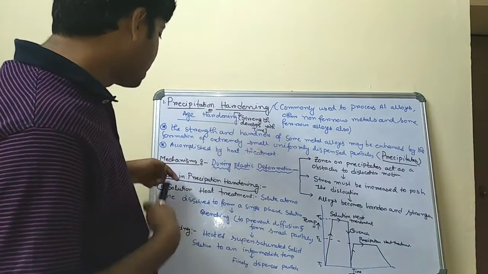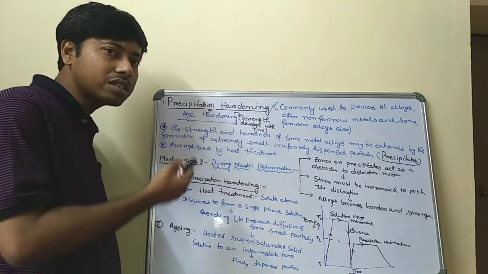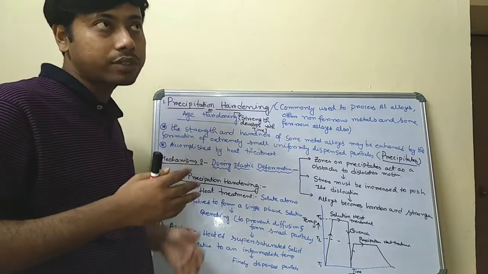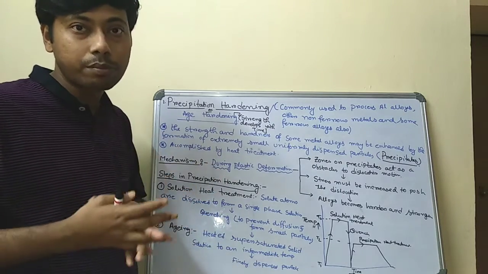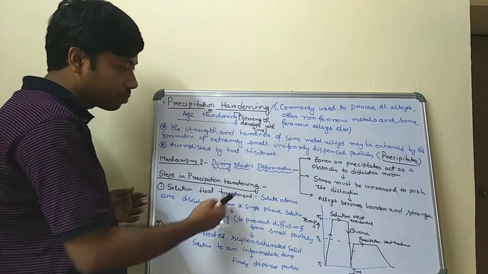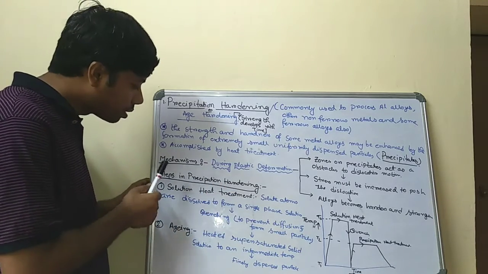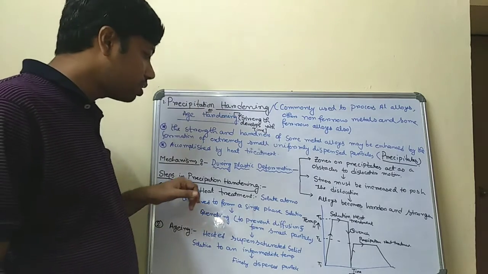So what is the main process to produce precipitation hardening? Precipitation hardening is one type of heat treatment process, involving quenching and precipitation. What are the steps introduced in precipitation hardening? The first step is solution heat treatment.